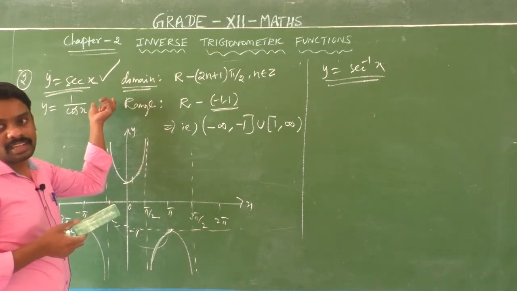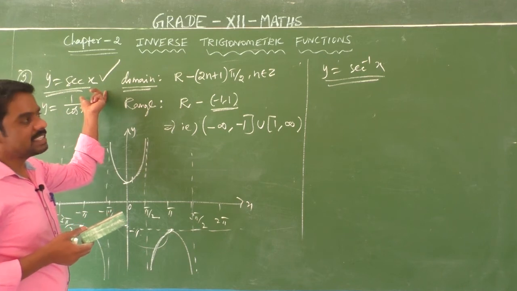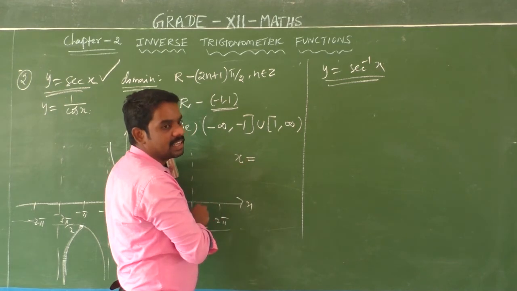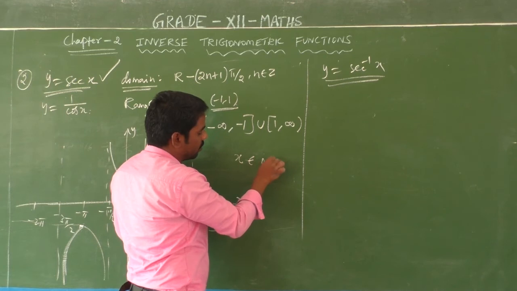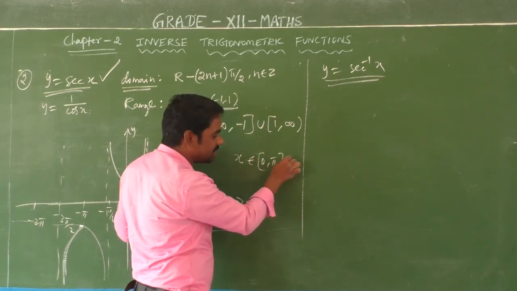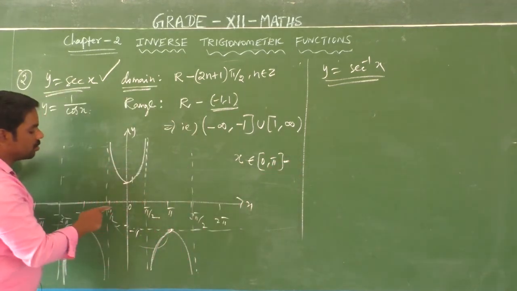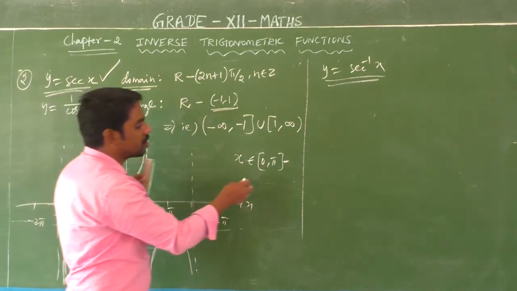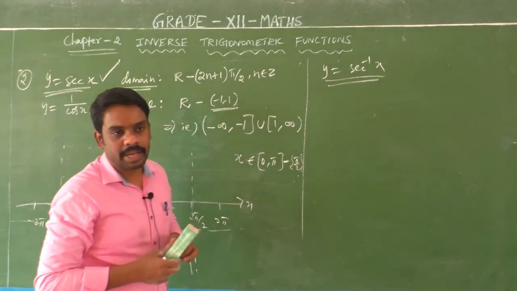That means if f of x equals secant x, then secant inverse x exists when x belongs to the closed interval 0 comma pi, except pi by 2. Here at x equal to pi by 2 and minus pi by 2, this curve does not exist. So 0 comma pi except pi by 2.